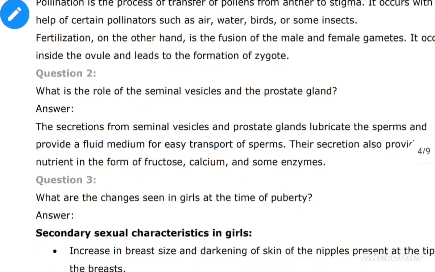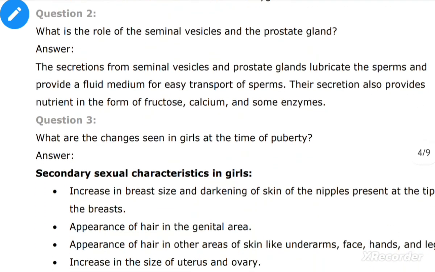Next question, what is the role of the seminal vesicle and the prostate gland? Answer: the secretion from the seminal vesicle and prostate gland lubricates the sperms and provides a fluid medium for easy transport of sperm. Their secretion also provides nutrients in the form of fructose, calcium and some enzymes.